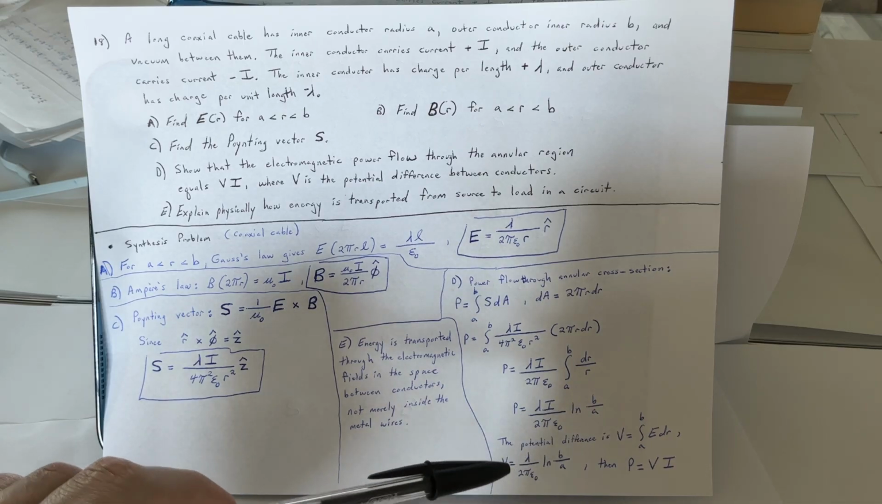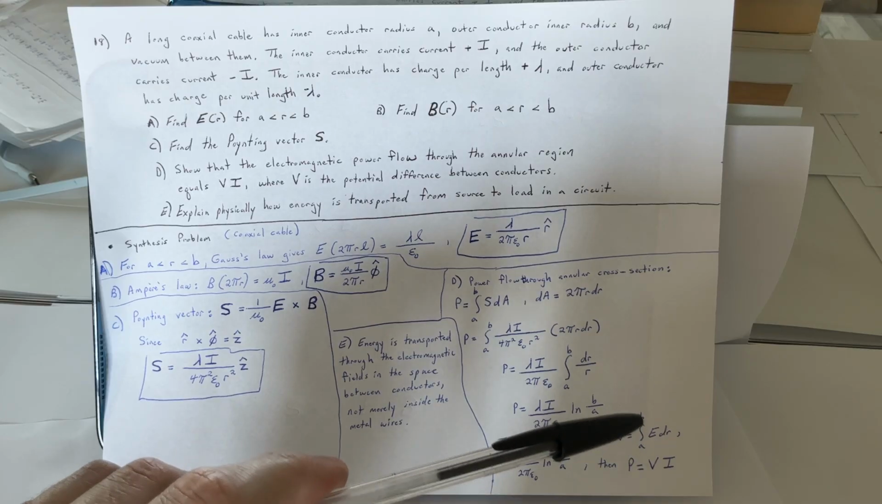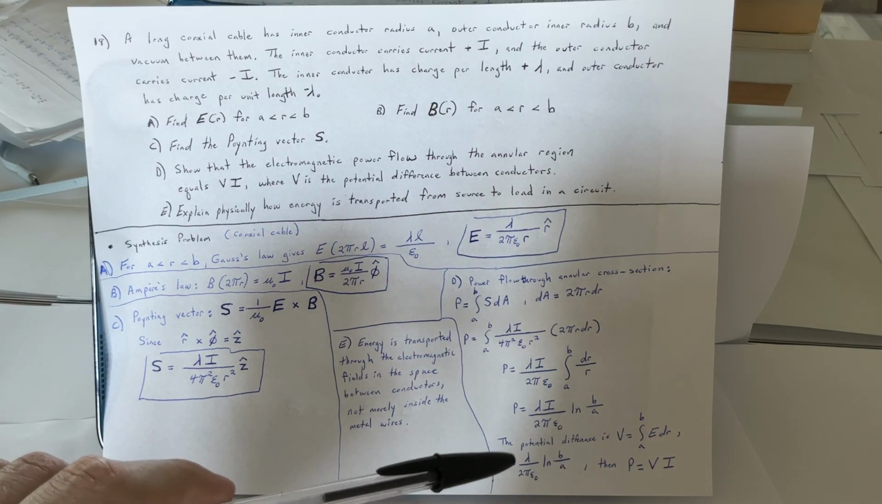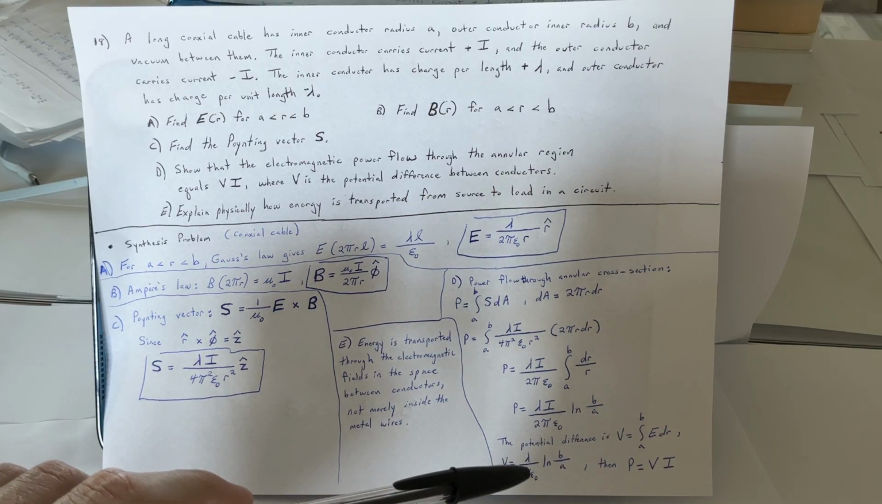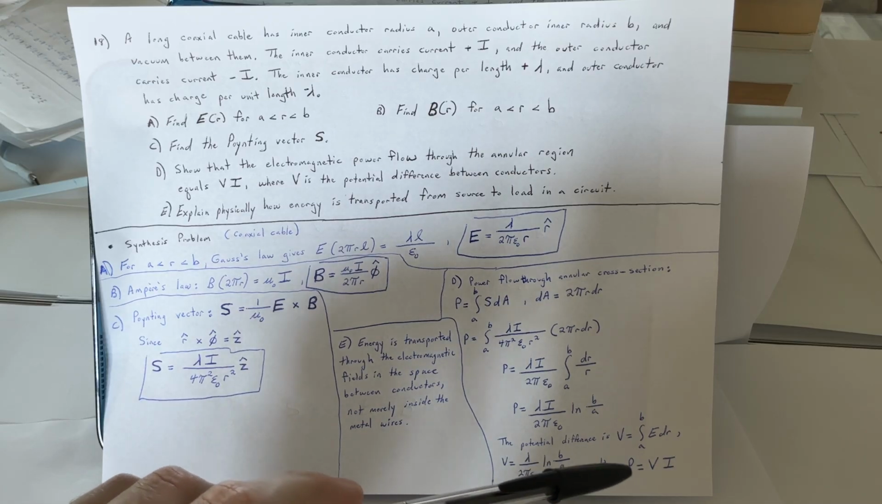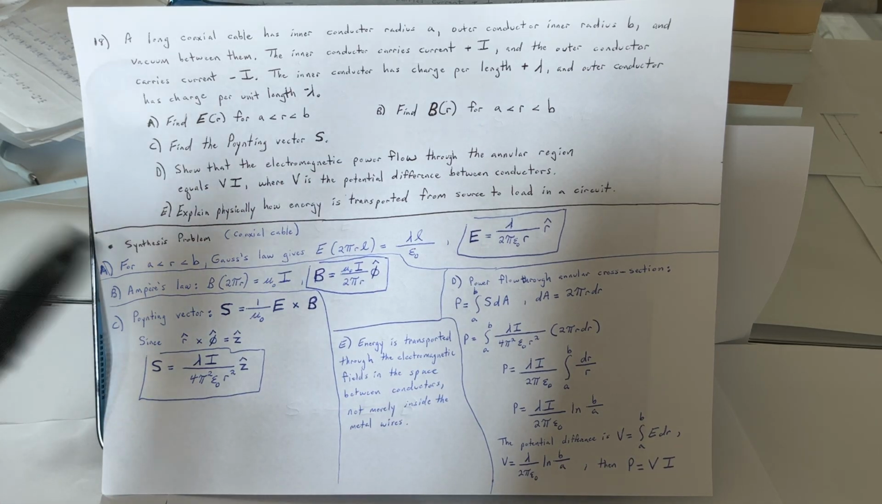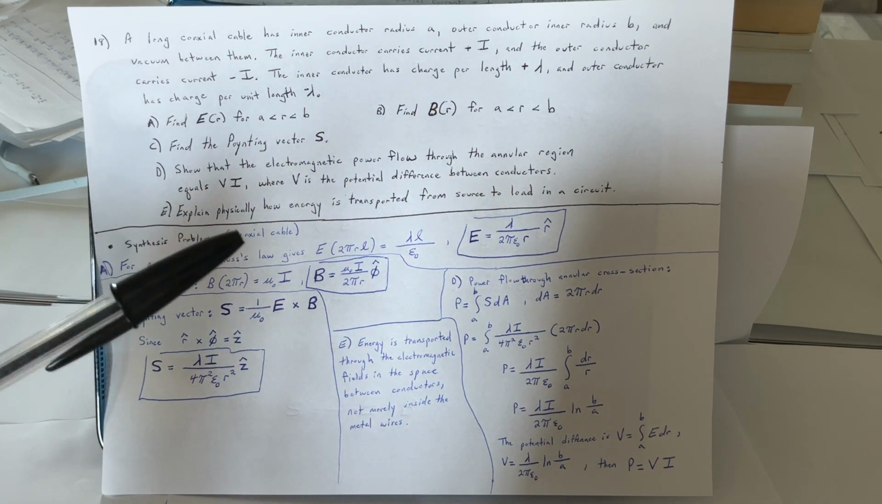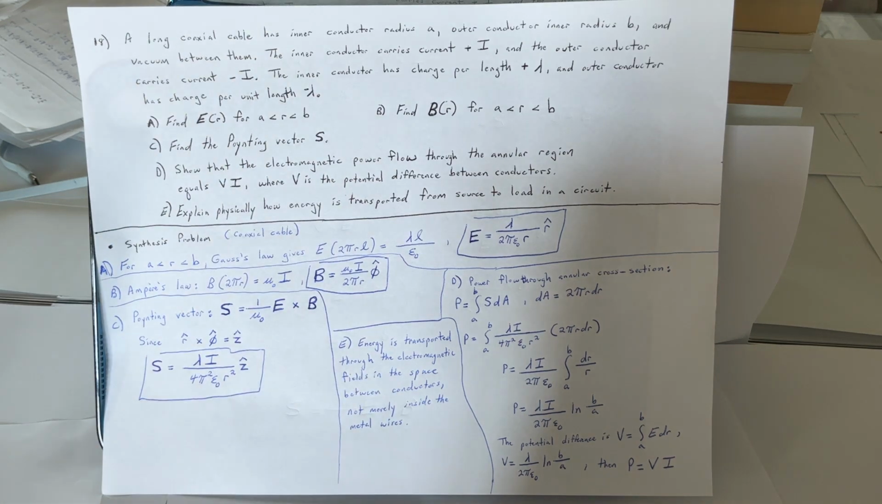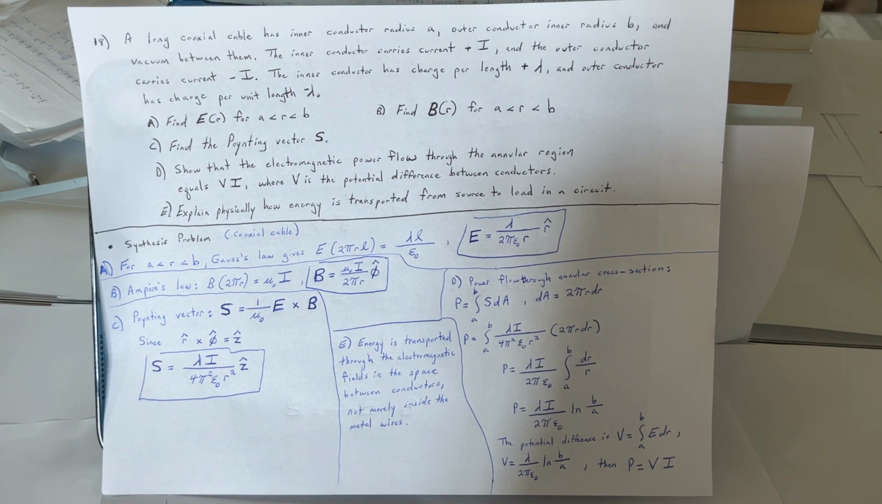The potential difference is V equals the integral from A to B of E dr, so V equals lambda over 2 pi epsilon naught ln B over A. So then P comes out to V times I. And for letter E, energy is transported through the electromagnetic fields in the space between conductors, not merely inside the metal wires. Okay, so I went through that pretty fast, but you have this as a reference.